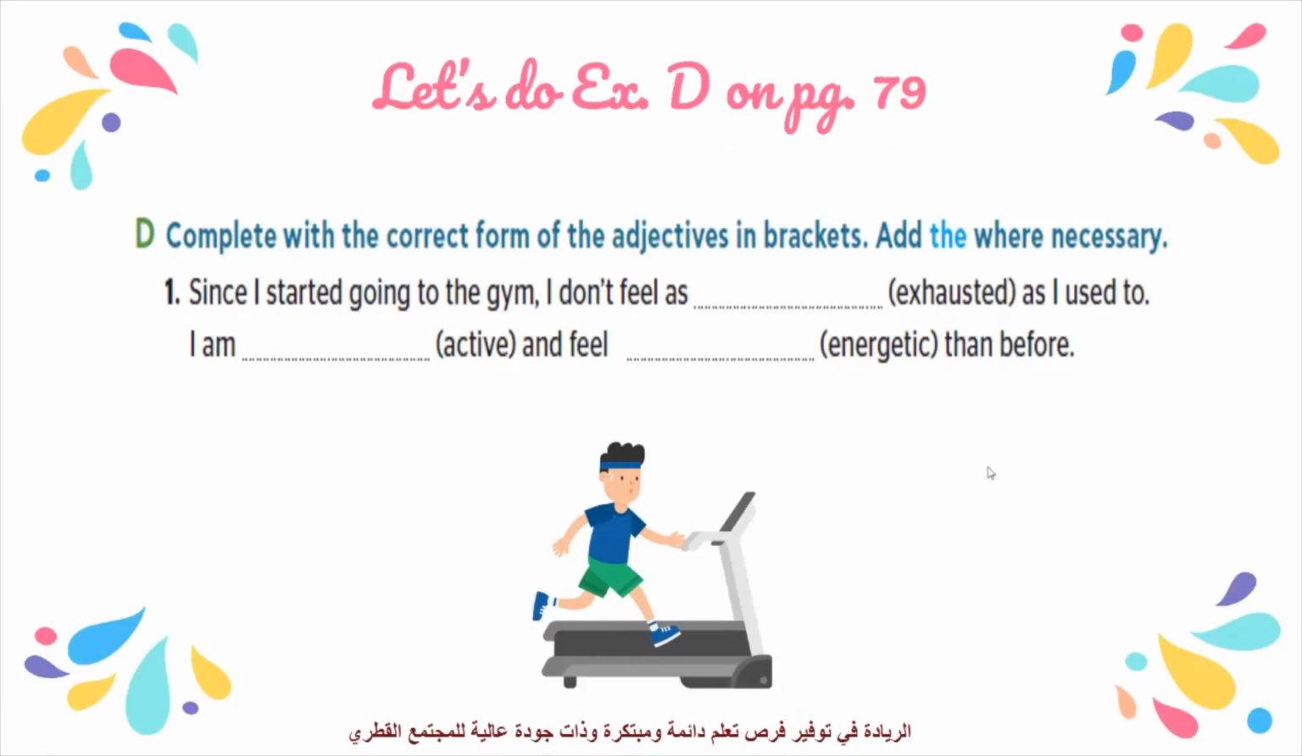Now, let's do exercise D on page 79. Here, fill in the blanks with the correct form of the adjectives. Here you started going to the gym and exercising. You're comparing between yourself now and how you used to be in the past. So you will use comparatives.